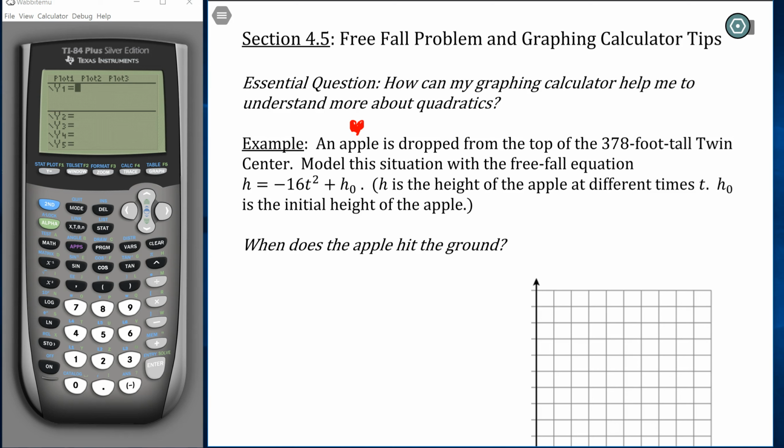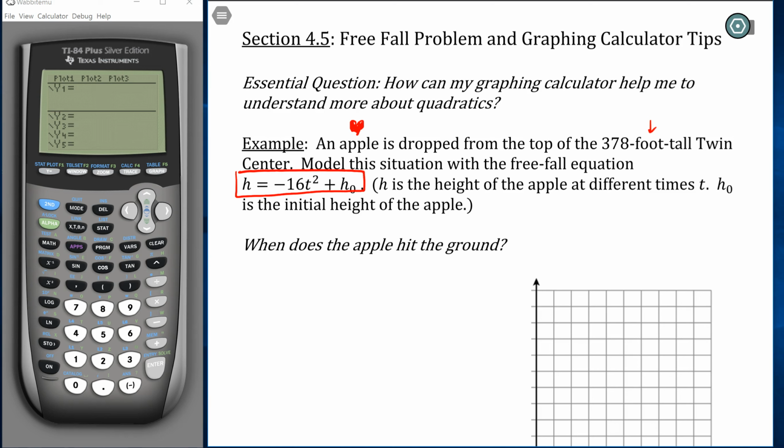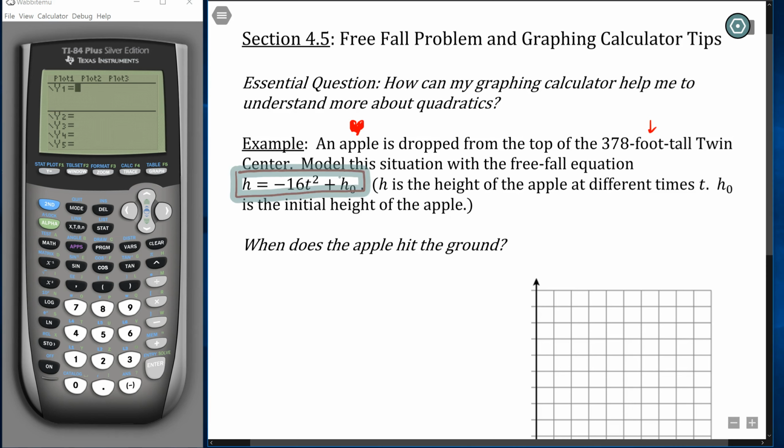We want to model this situation with the free fall equation. And the free fall equation, as long as you're working on Earth and in feet, it's gonna be this. With different gravities, like if I was on the moon or on Jupiter, this equation would change, because obviously if you have a bigger gravity pull, your apple is going to fall faster, or it's going to accelerate faster, I think would be the proper term for it. Anyway, let's think about what happens when you drop an apple.